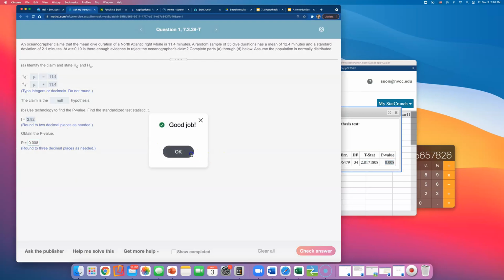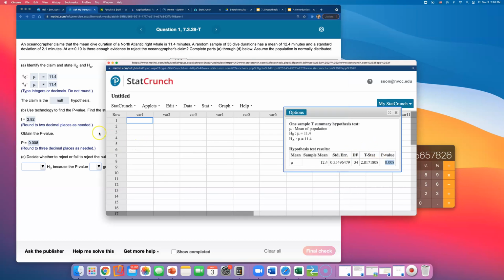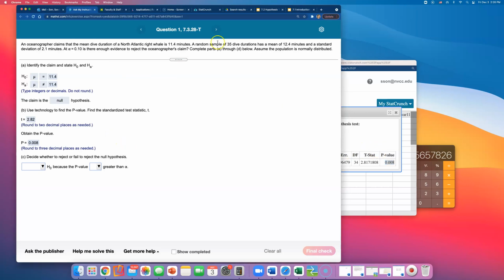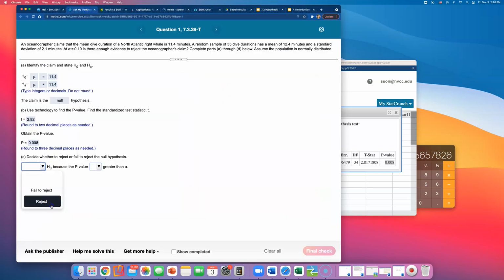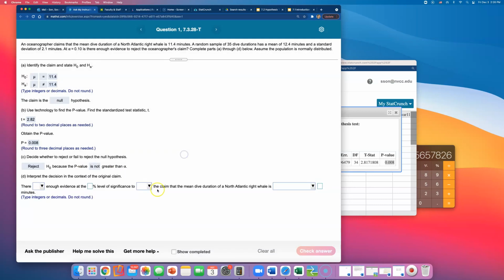See, it's funny because we got all the answers up here. We just have to read very carefully. And remember, when p is low, you're going to reject the null hypothesis, reject that H naught. So, we're going to reject the H naught because the p-value is not greater than alpha. What a wording. Well, I want to say p-value is less than alpha, but they wanted to do it this way. So p-value is not greater than alpha. That's why we are rejecting this claim.